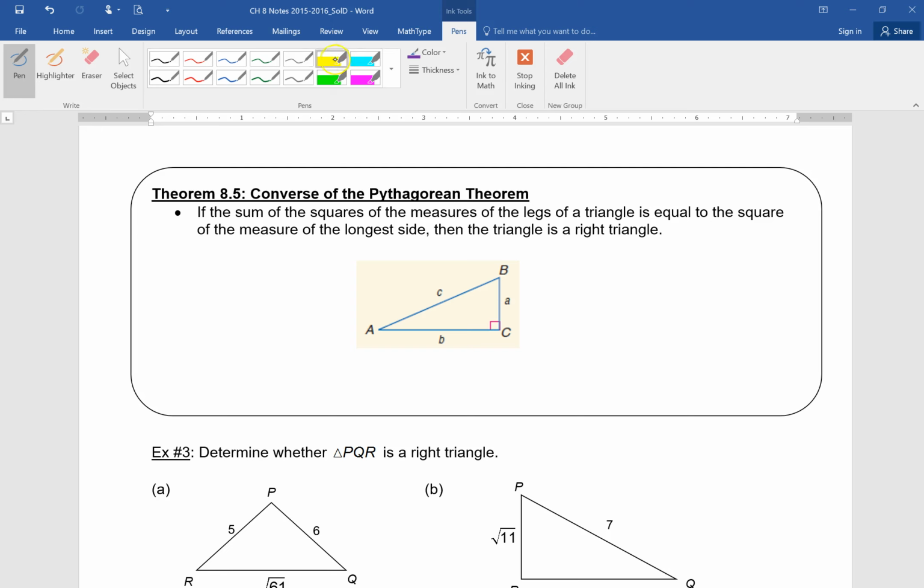All right? So one more time, if the sum of the squares of the measures of the legs are equal to the square of the longest side, then the triangle is a right triangle. So mathematically, what does that tell us? Well, if you take a squared and you add it to b squared, and if that's equal to c squared, so if this is true, then it's a right triangle.